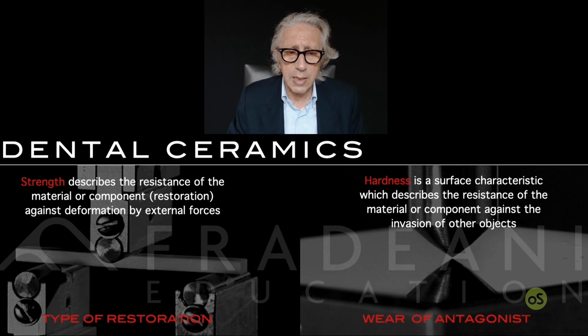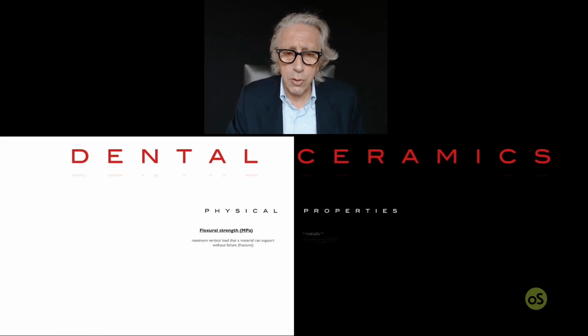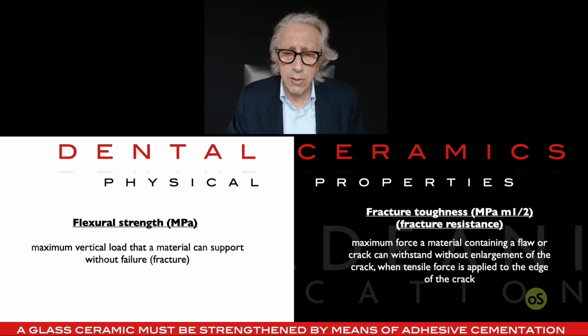So strength and hardness. Strength describes the resistance of the material or component against deformation by external forces. The hardness is the surface characteristic which describes the resistance of the material component against the invasion of other objects. So that is a classic example when you have a very hard material that creates a wear of the antagonist. So that's the point. And of course, we have also flexural strength and flexural toughness.